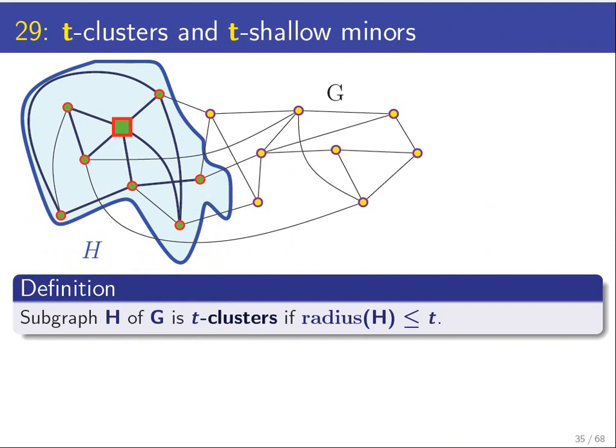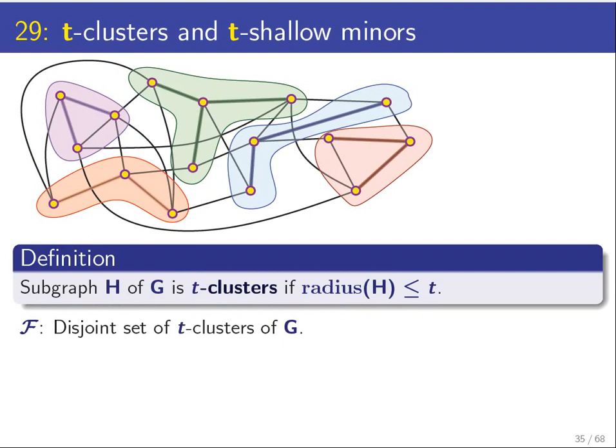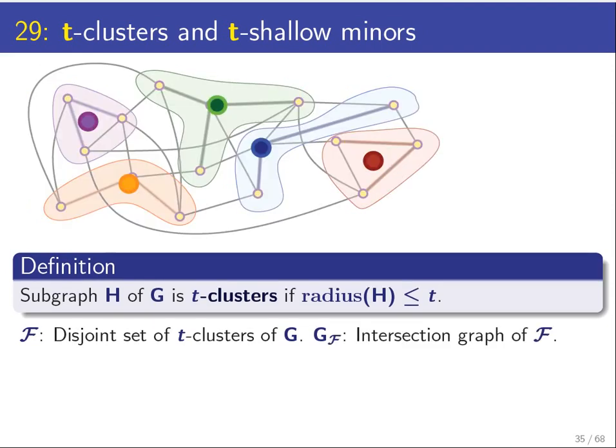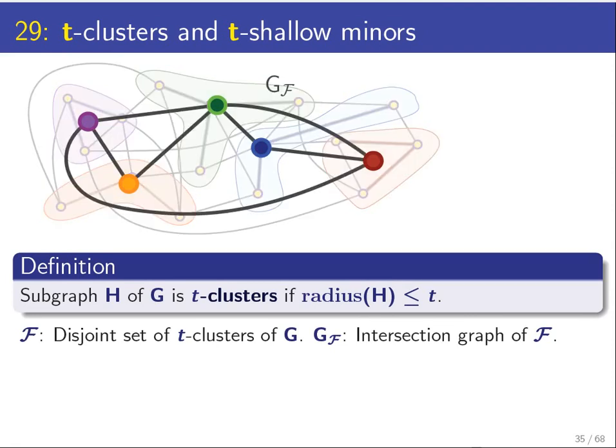So a T-cluster is a subgraph that has a center vertex, and all other vertices are T hops away from the center vertex. And now what I do, I take the original graph and I partition it into T-clusters, disjoint T-clusters, and we just take the intersection graph of those T-clusters. By that I mean every cluster gets a vertex, and I connect two vertices if and only if there is an edge connecting vertices that belong to the two corresponding clusters.